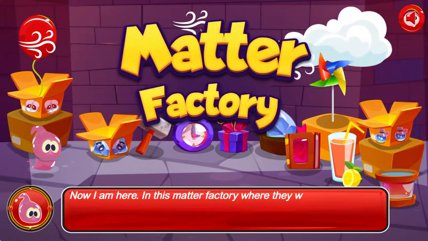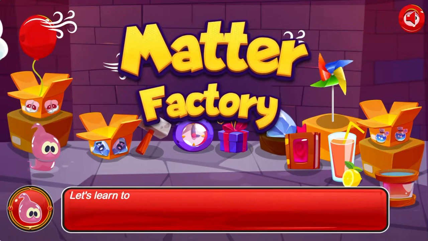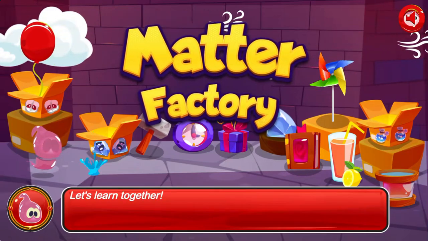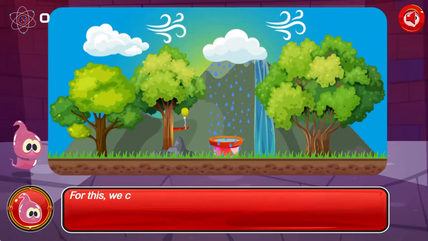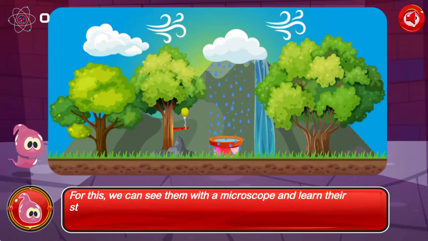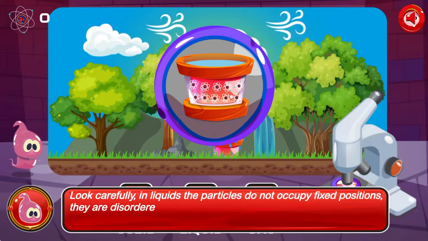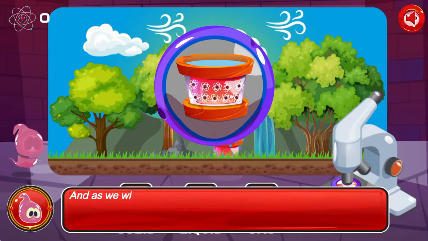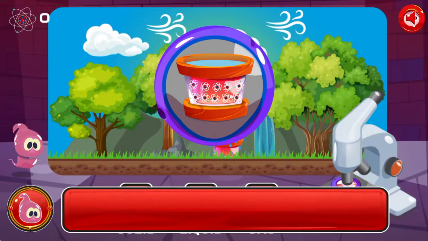Legends of Learning presents the Matter Factory game. This is a science game that makes learning about the structure of matter fun and easy to understand. In this informative instructional game, tour a factory with some friends. In the factory, you will learn more about the structure of matter and its states.